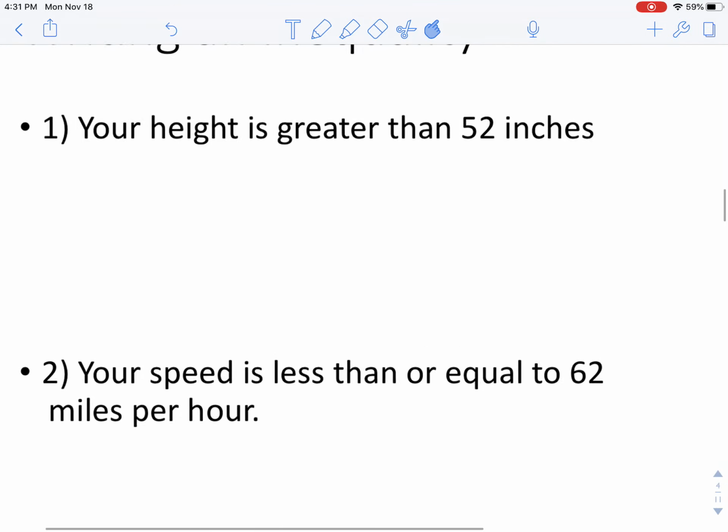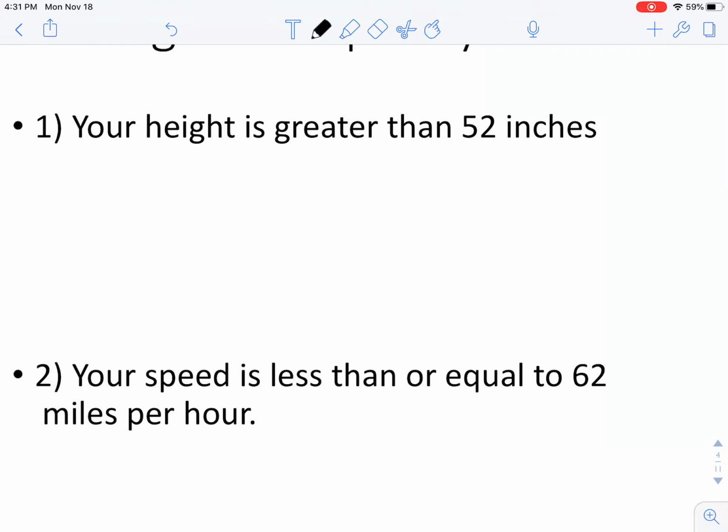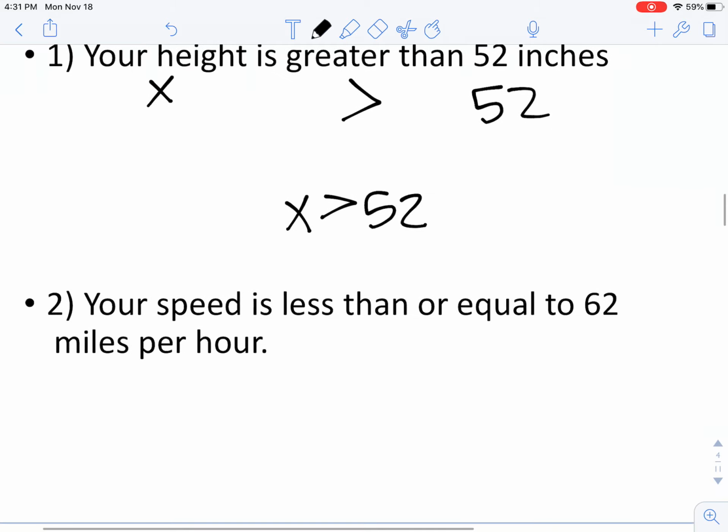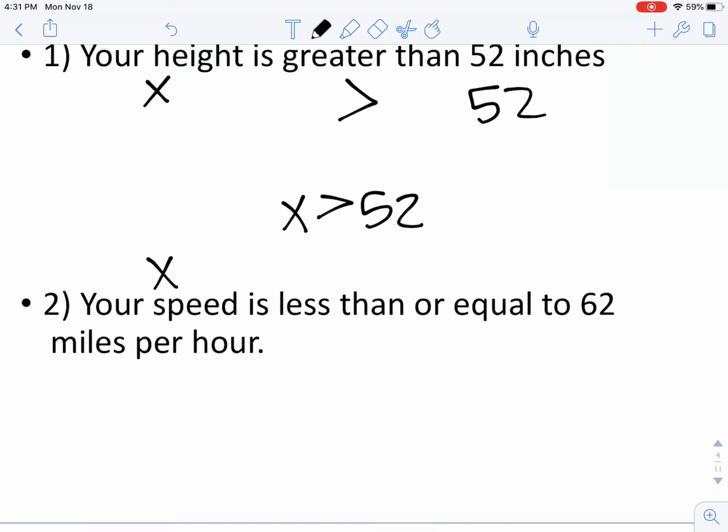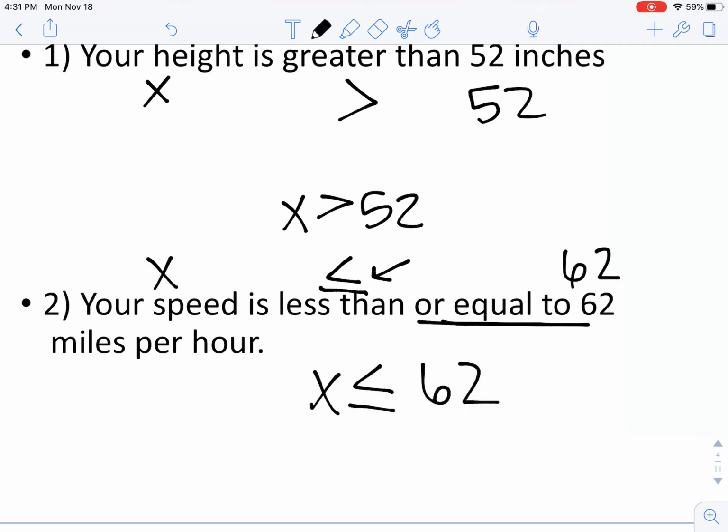All right, practicing. Your height is greater than 52 inches. So your height is going to be x. We know it's greater than, and we have 52 inches. So x is greater than 52. So for example, if your height was 60 inches, that would be true. 60 is greater than 52. Your speed is x, is less than or equal to 62 miles per hour. So when we have that or equal to, we put a line under the less than or greater than symbol. So we get x is less than or equal to 62.